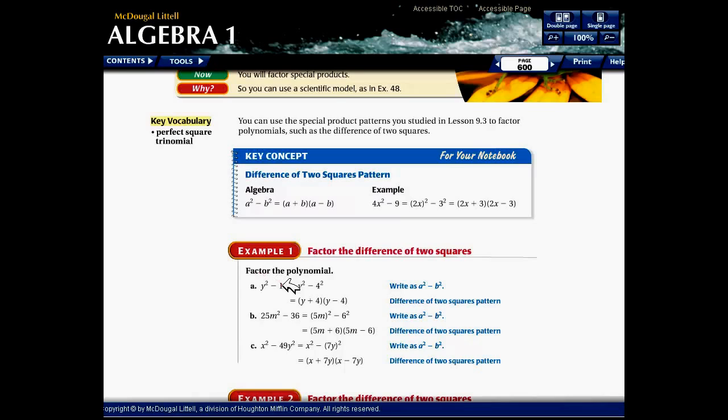Example 1. Factor the polynomial. If you've got y squared minus 16, 16 should jump to your head as a perfect square. And y squared is a perfect square because it's just y times y, and 16 would be 4 times 4. So we've got a minus. It's almost like you're missing the middle term, just the y. You've got the first part and the last part, 16, but you're missing the middle section.